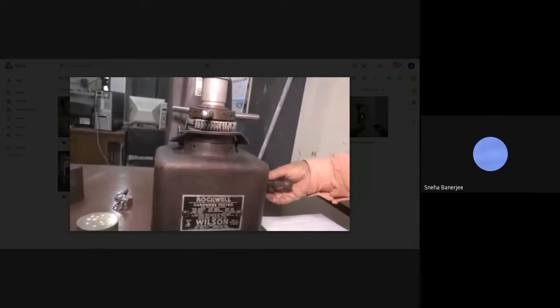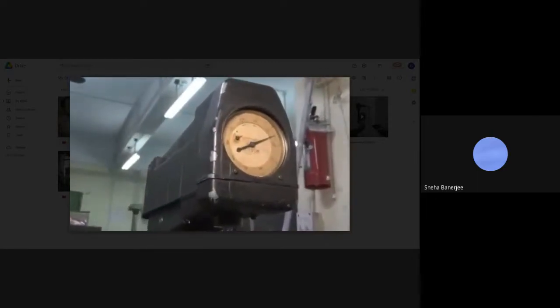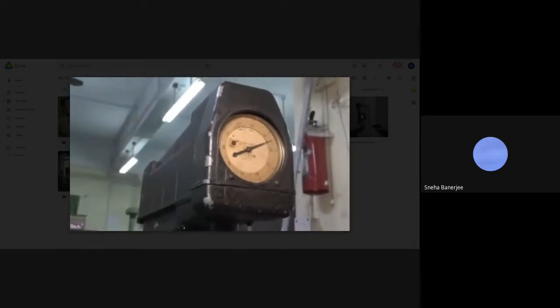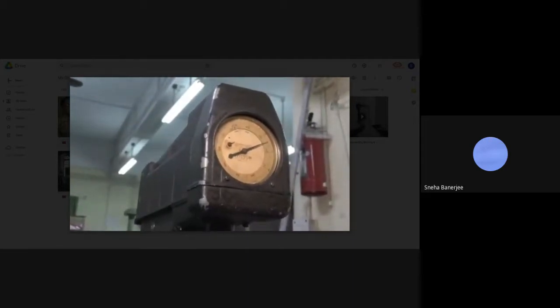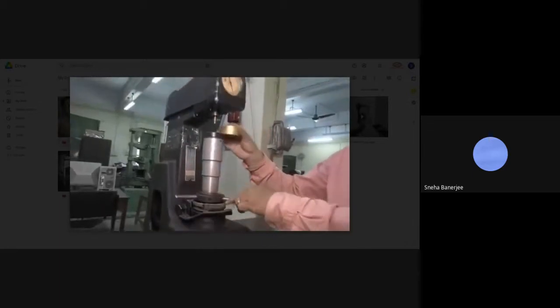Yes, please rotate it and get the value. How much is the value? 54.5. Maybe 54.5, fine, 55. No problem. So here the Rockwell hardness number of brass is coming out to be 55. Let us take two more values quickly.